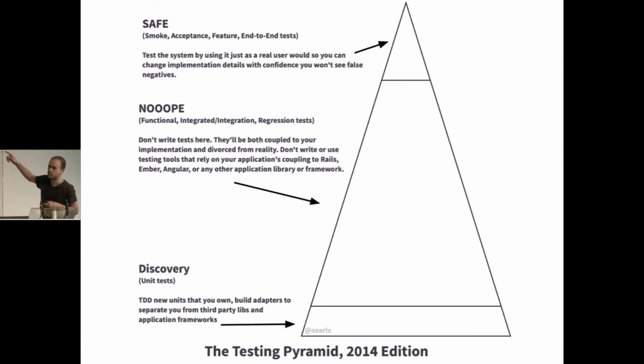You don't get the regression safety because if you change the implementation and you happen to be somewhat coupled to the framework, all your tests will break. And then lastly, you can't actually get a lot of discovery feedback from it because the way that most roughly quasi-integrated tests are written, it doesn't provide the same pressure to write better APIs.